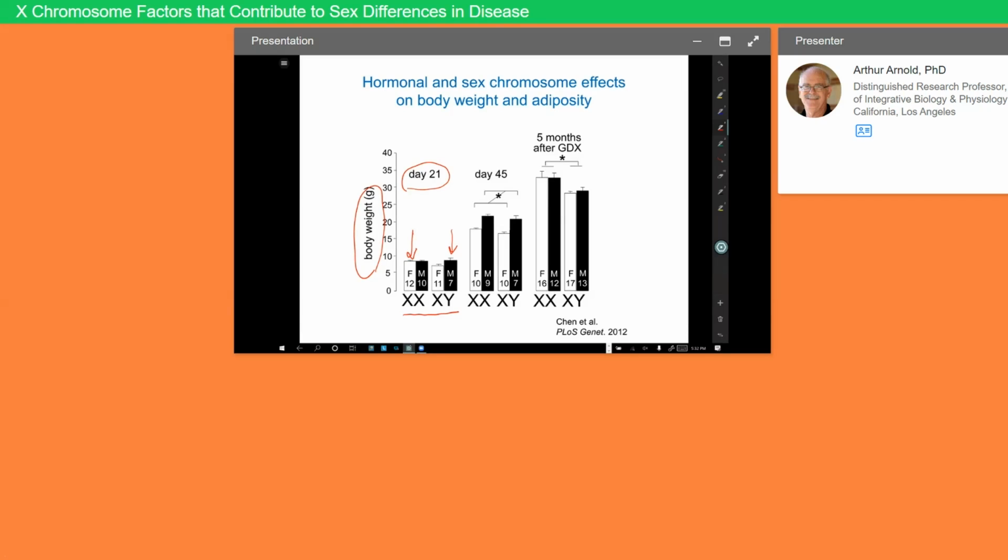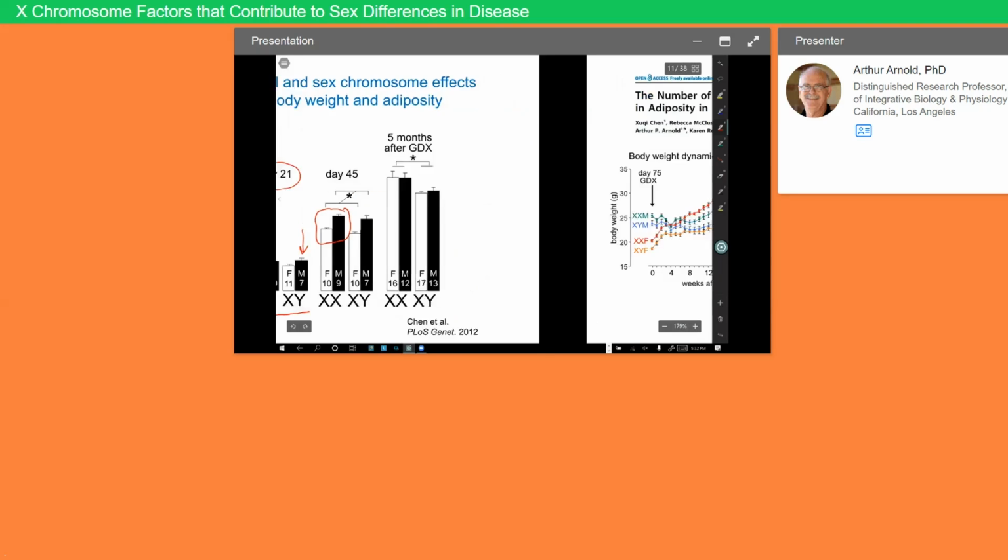But if we wait 24 days thereafter and let puberty happen, the hormones kick in, and the animals with testes, the two male groups, weigh more than the animals with ovaries. And that suggests that body weight is predominantly caused by gonadal secretions. But in addition to that, the animals that are XX are slightly larger. There's a slight effect of sex chromosomes. The XX animals are slightly larger than XY.